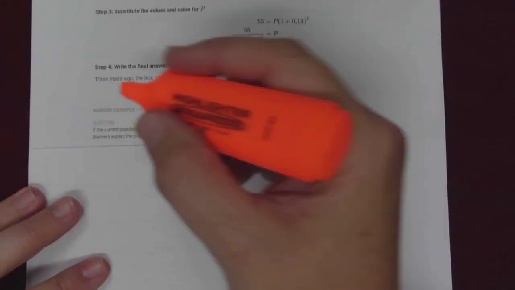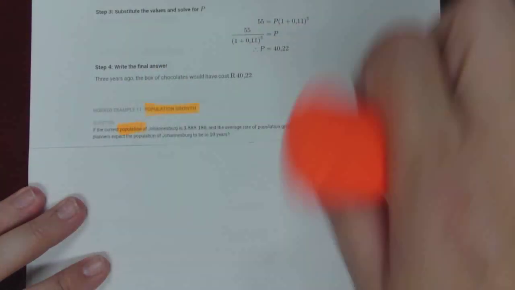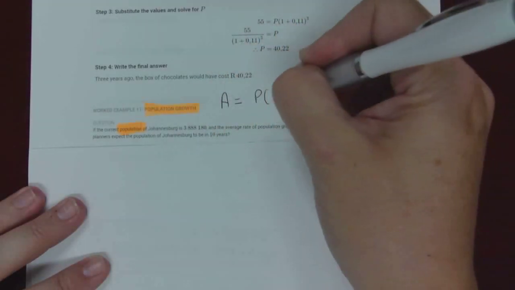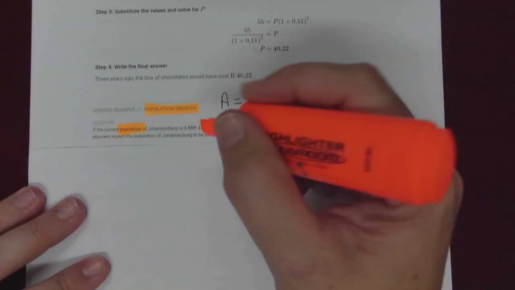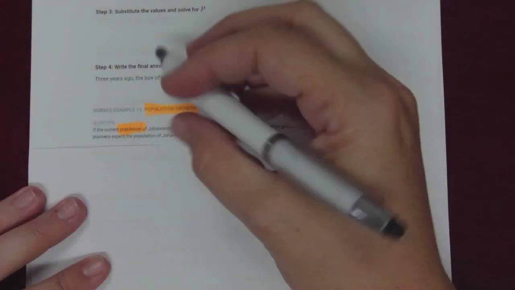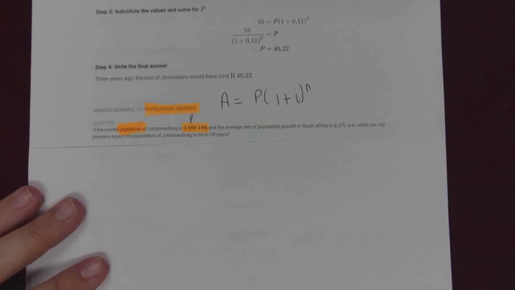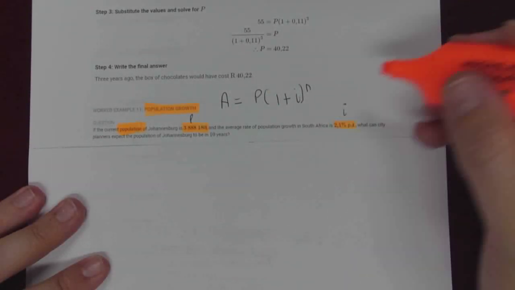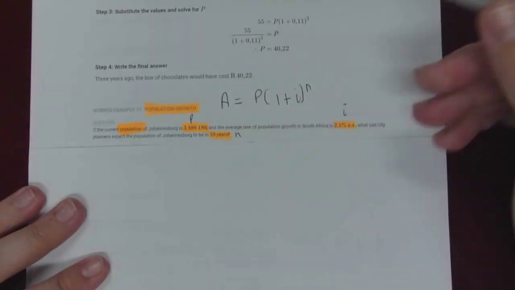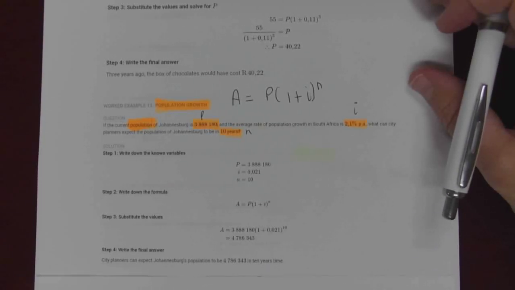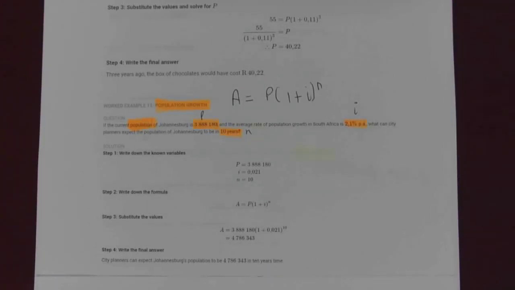Right, so population. Whenever you have population, it means I am working with compound interest. So I start with 3,888,180, and the average rate of population growth is 2.1%. That's my I, and in 10 years, that's my N. Simple substitution. Use your calculator. So in 10 years' time, there'll be almost 5 million people.